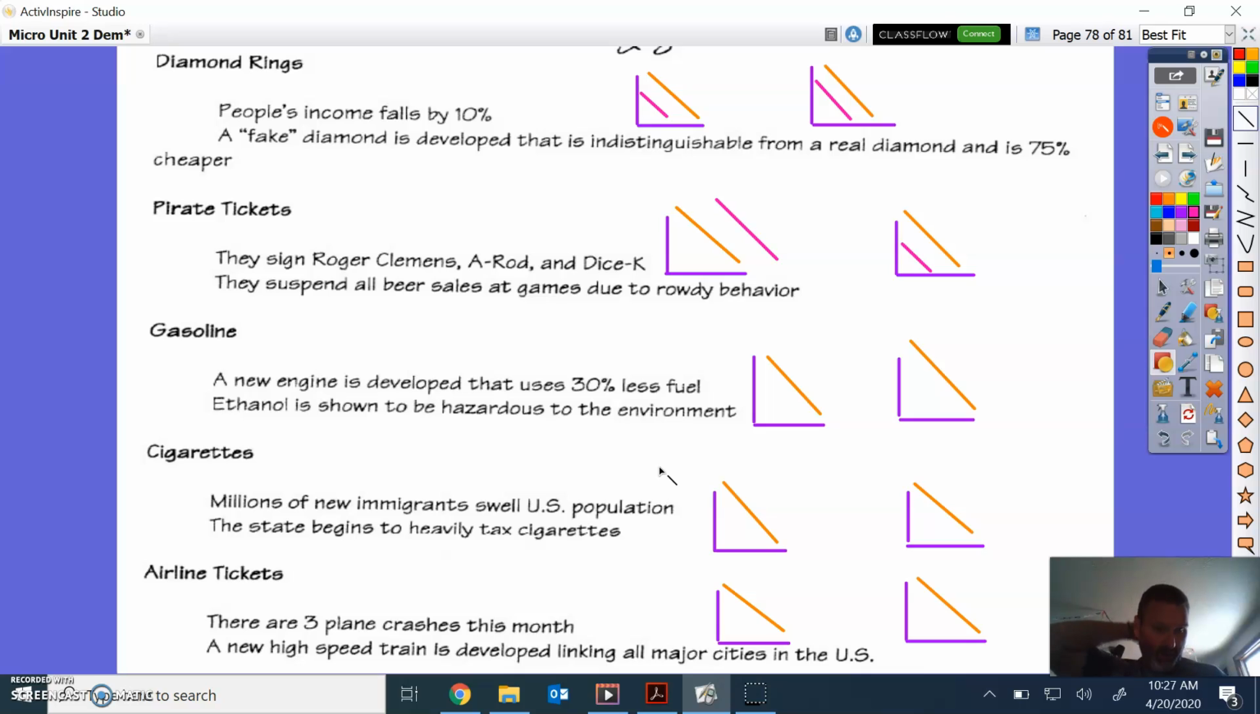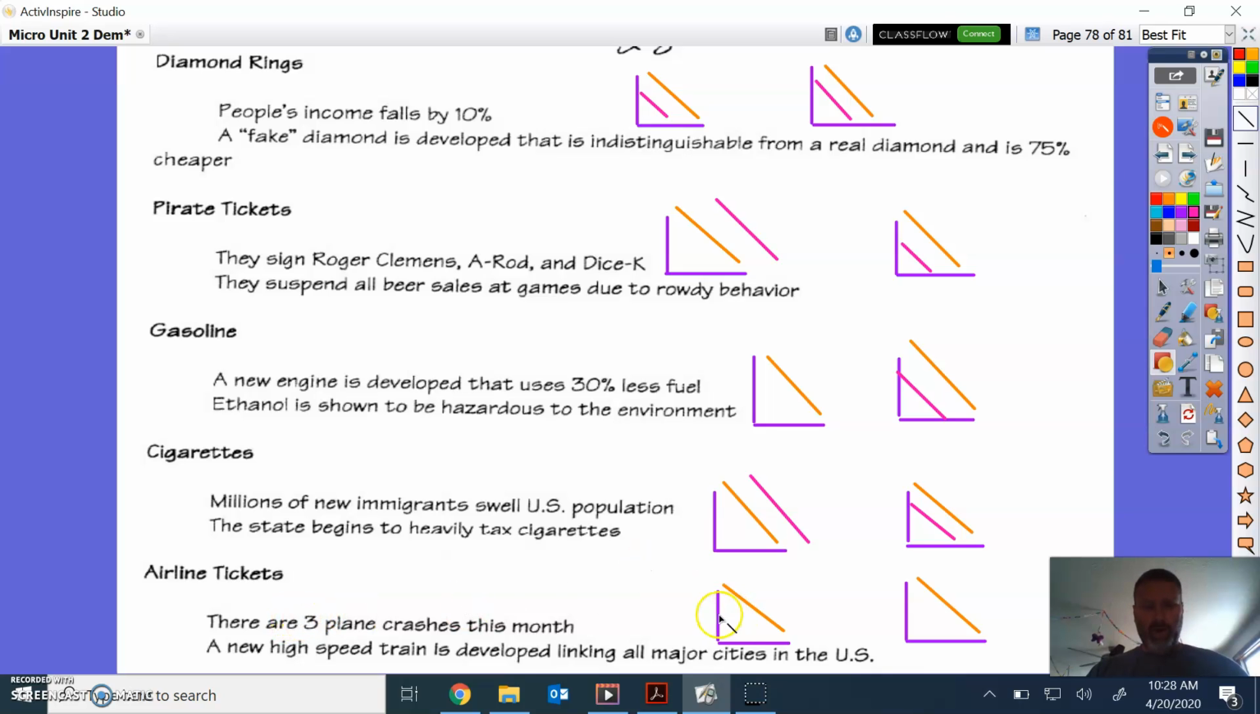A new engine is developed that uses 30% less fuel. Okay, now here's the deal. This is trickier because it's a new engine, and when we think about that, it's a technology change, so it's not going to move the demand curve at all, because technology, guys, is a supply shifter, and we're going to get to that later this week. Ethanol is shown to be hazardous to the environment. Ethanol is in gasoline, so demand moves in. Millions of new immigrants, they all smoke, so out. The state begins to heavily tax cigarettes. Again, this is one of those things that is going to affect the demand slightly. We'll get to that on Friday.